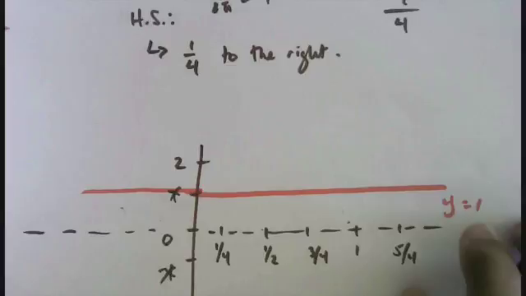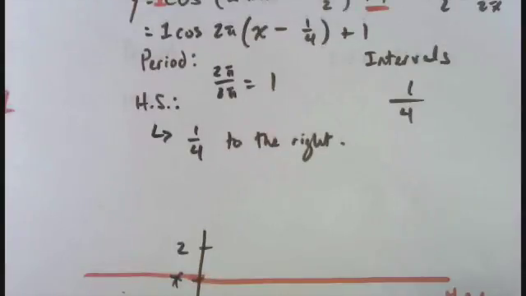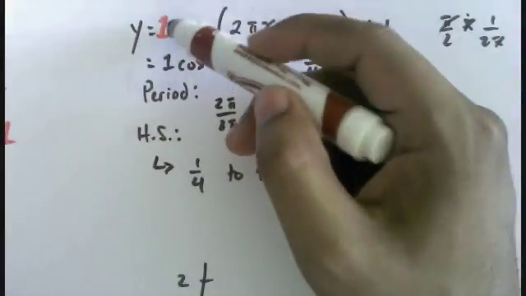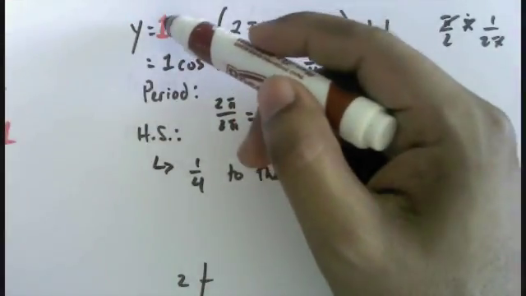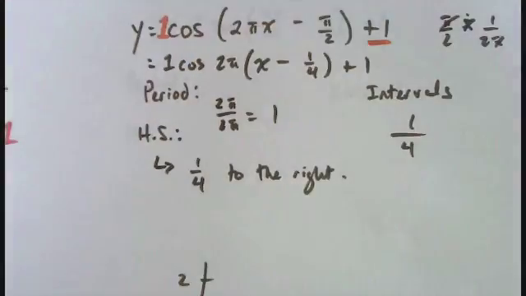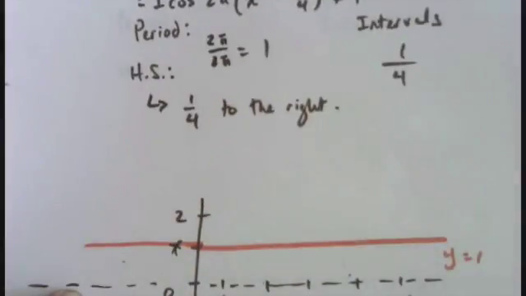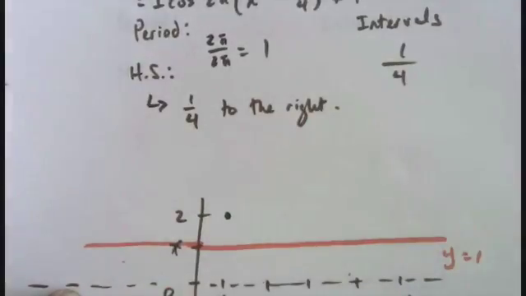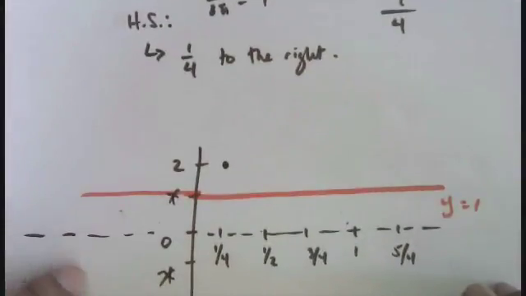Because I'm talking about my cosine graph, I will start at my max and not at the origin or at the midline, and because I have a positive 1, I will again start at my max. I will not be starting at 0, 2 though, because the graph was shifted 1/4 to the right. So at x equals 1/4, my y value is going to be a 2. And then everything follows suit after that.